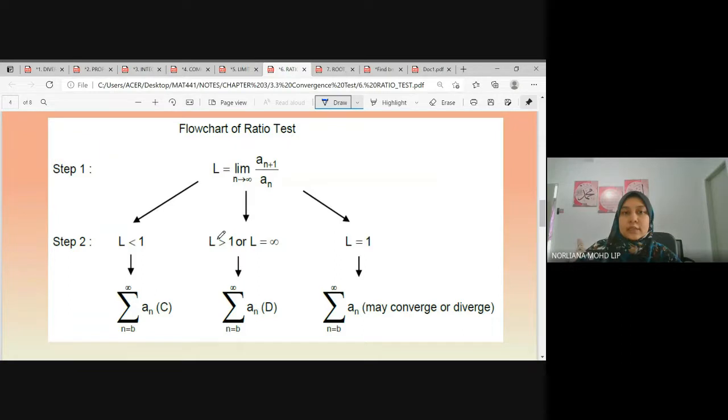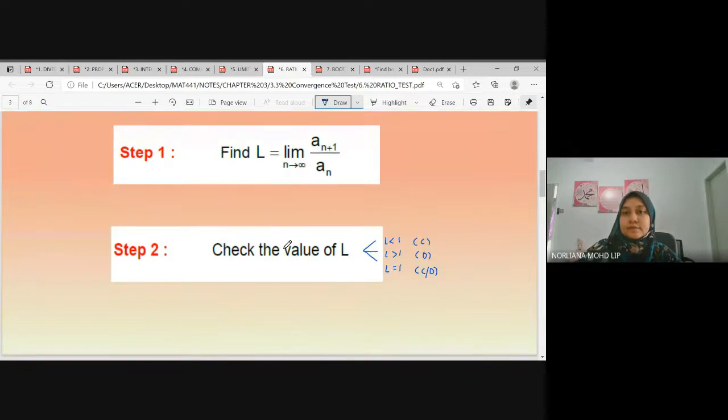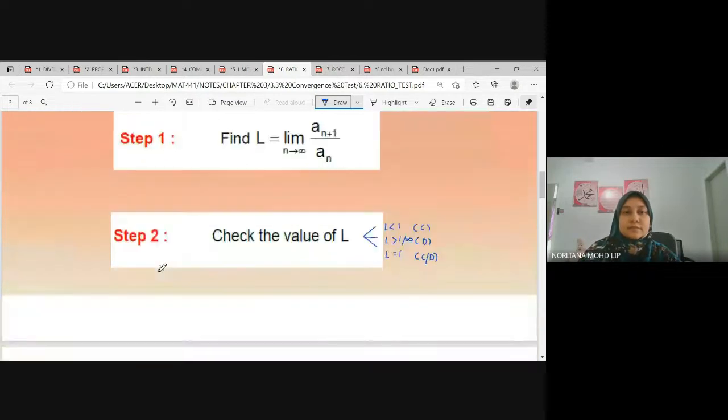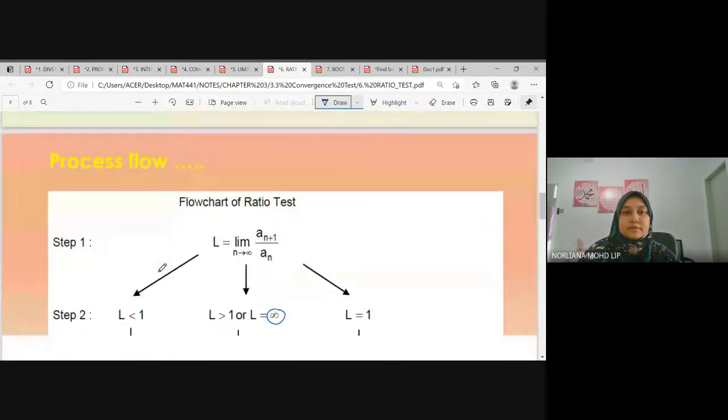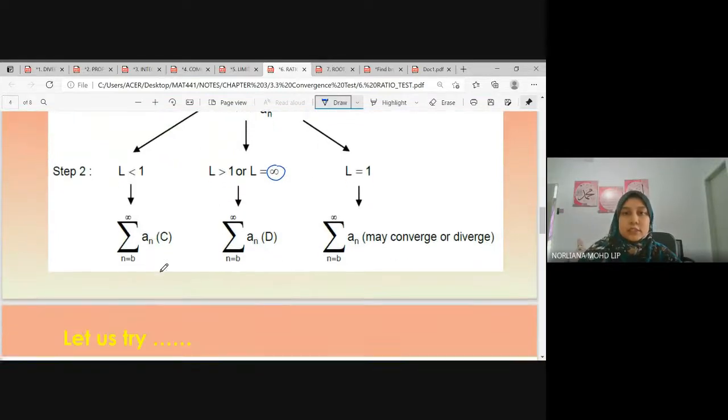Okay, tadi untuk L greater than 1 pun boleh tambahkan infinity ataupun infinity kat sini. Boleh tambahkan dekat teorem dia ni tadi. Tak ada mention ataupun infinity. Diverge. Flowchart untuk ratio test.